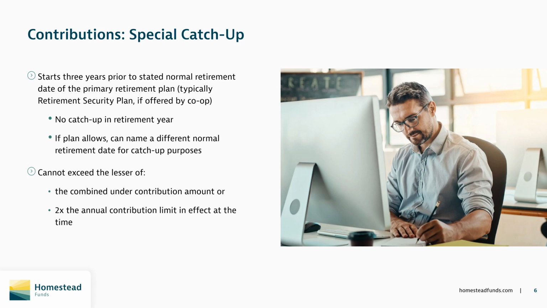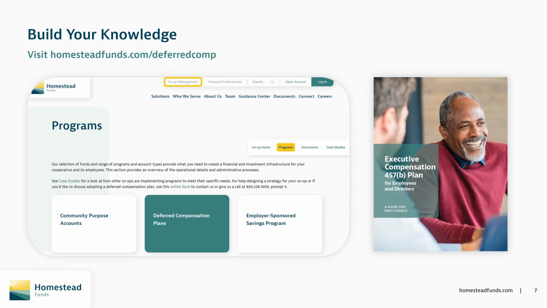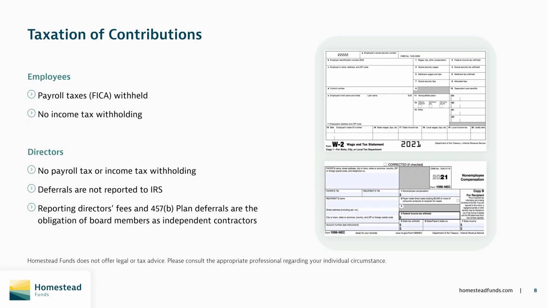For further details on calculating special catch-up amounts and to walk through a detailed example, please review the 457B participant guide or view the special catch-up contributions tutorial. And finally, no discussion on contributions would be complete without addressing the issue of taxes. As participants defer income into the 457B plan, tax withholding for employees is very similar to 401k contributions. Payroll taxes, FICA, Social Security, and Medicare, are withheld, but income taxes are not. These contributions show up in Box 12, Code G of each employee's W-2 form.